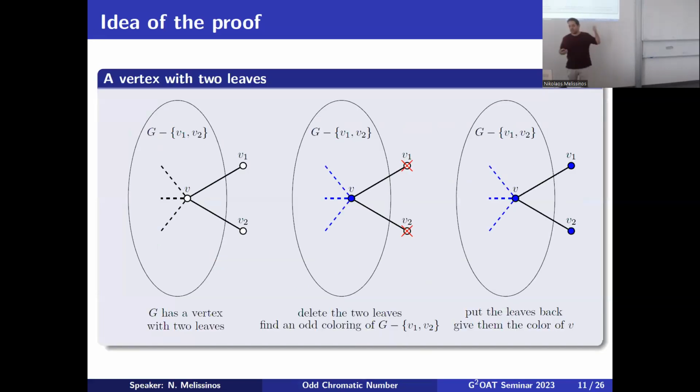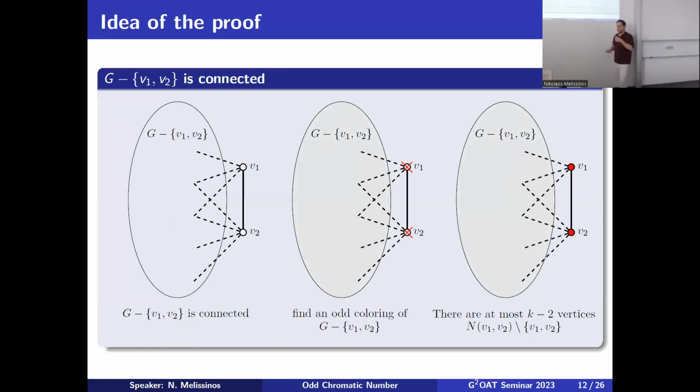So first, the case with the 2 leaves. This is a really easy case because we can just delete the 2 leaves here and color the rest of the graph. Because it's connected, we know that it's colorable by the induction hypothesis. And then we color those 2 with the same color as the neighbor. This doesn't change anything for the rest of the graph, because the neighbor should have an odd number of neighbors of the same color, and it still has an odd number because we just add 2.